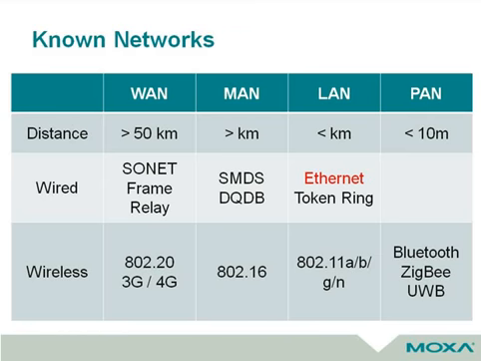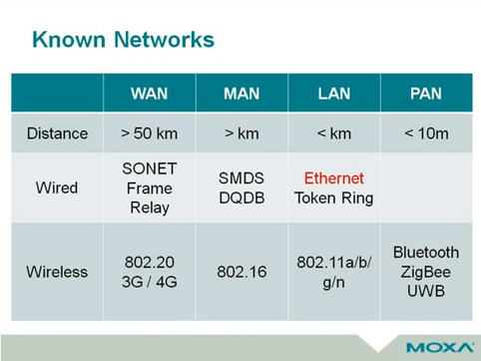Here are several popular networks. They are separated as different kinds of network based on the coverage of that technology. From big to small of the coverage is WAN, wide area network, bigger than 50 kilometers. MAN, metropolitan area network. The coverage is around couple kilometers. LAN, local area network, less than 1 kilometer. And PAN, personal area network, less than 10 meters.